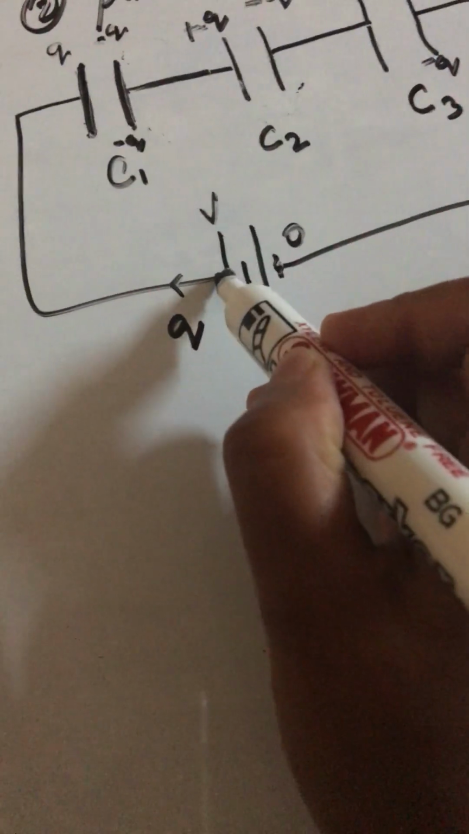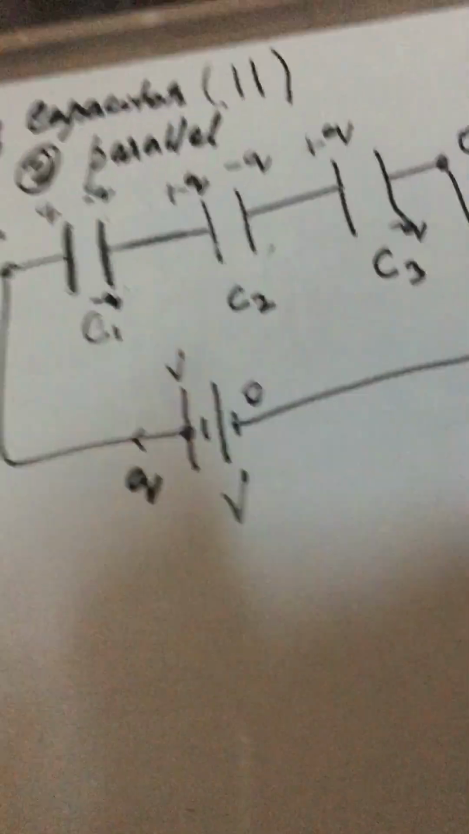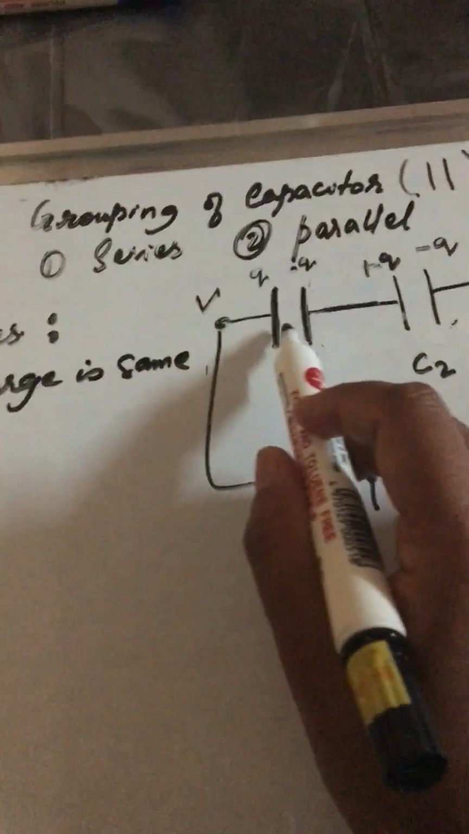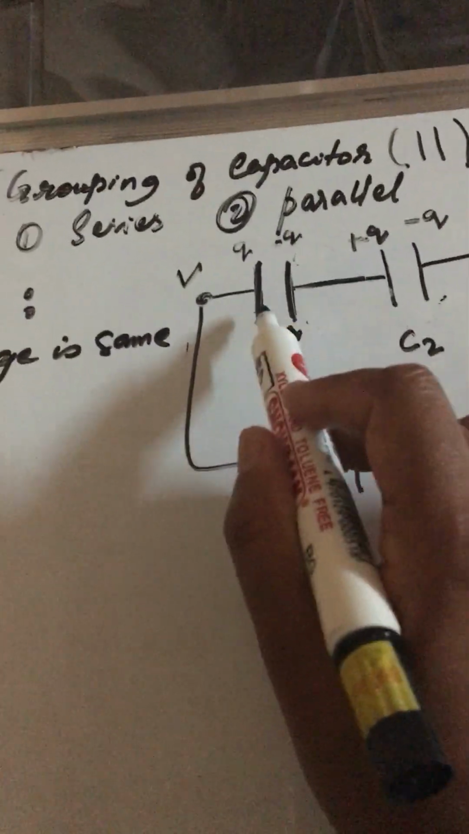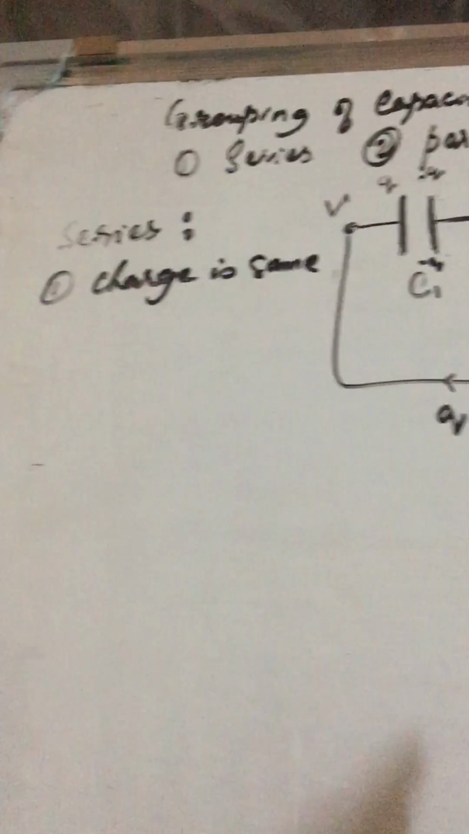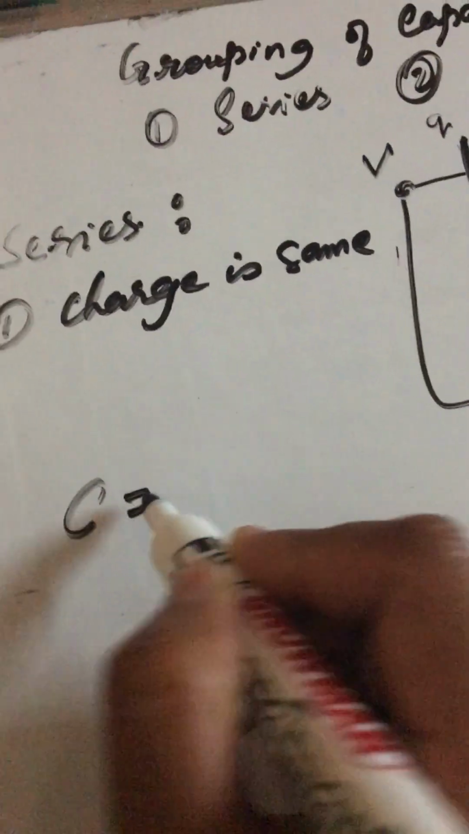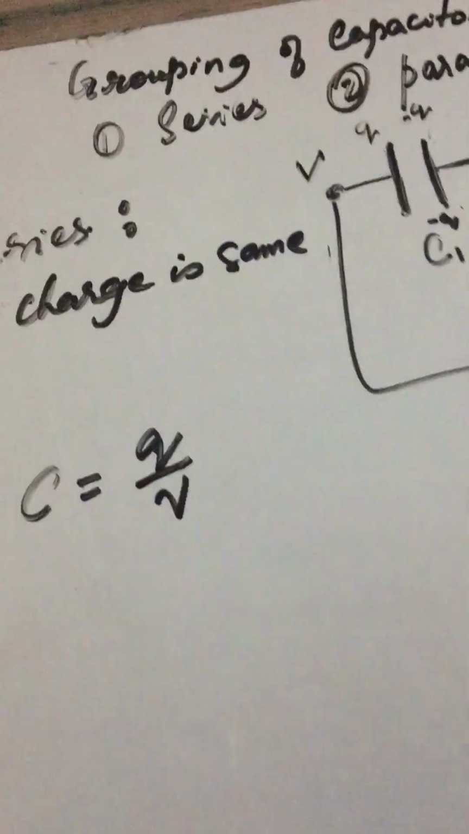Now there is no resistor connected, so this is also V potential and this is 0 potential, right? But in the capacitor there will be a drop, isn't it? Because capacitance is charge per potential, right?